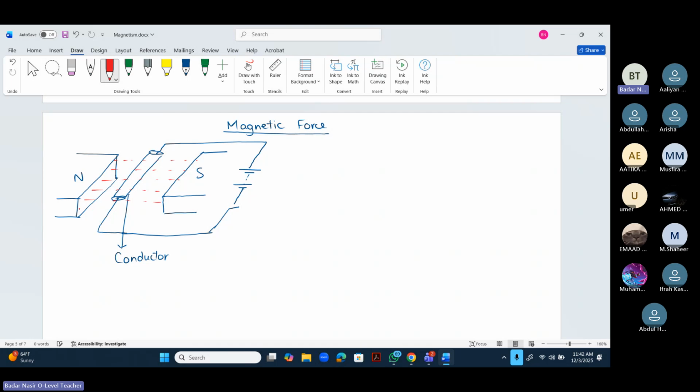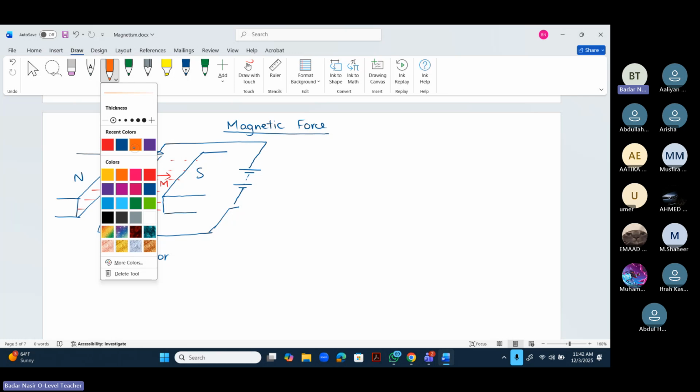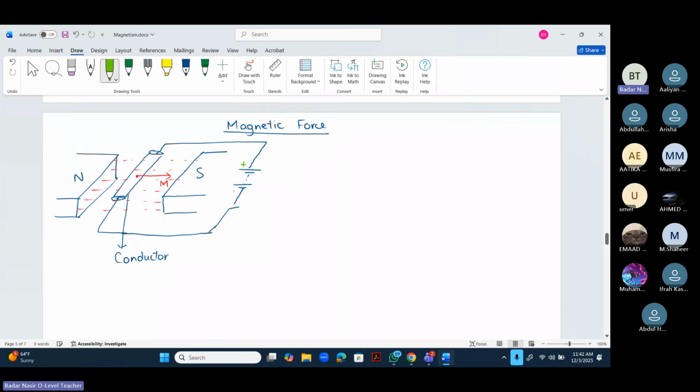So this is the direction of your magnetic field. I am denoting it with M. Acha. Now the current flows from positive towards the negative terminal. So this is the positive terminal. The moment you turn on the switch, the current starts flowing from positive towards the negative terminal. So this is the path of current.